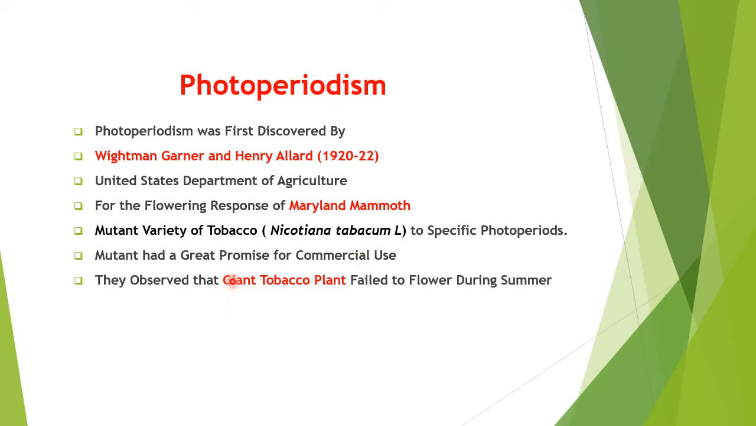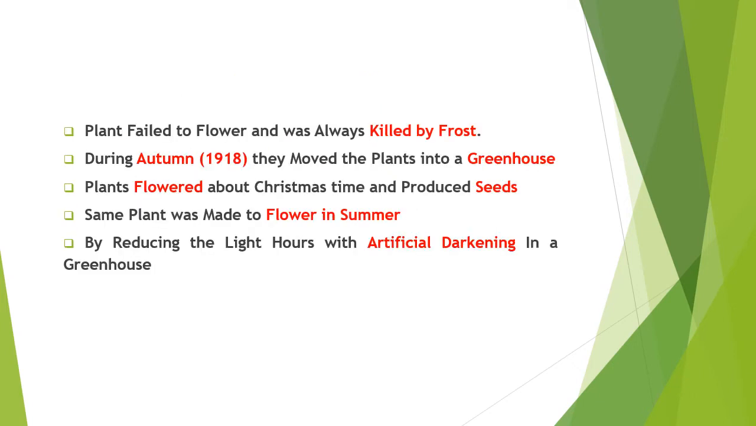So they observed that the giant tobacco plant failed to flower during summer. So it was not flowering during summer. The plant failed to flower and was always killed by frost. So no seeds were formed there. During autumn 1918, they moved the plant into a greenhouse. Plants flowered about Christmas time and produced seeds.